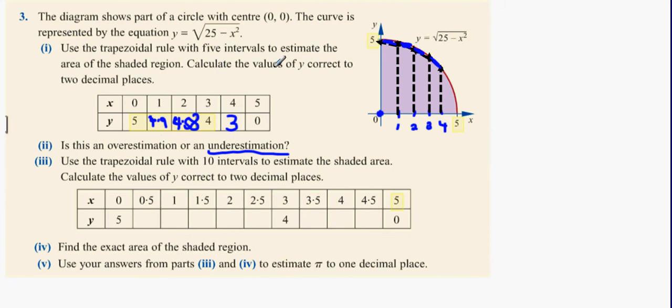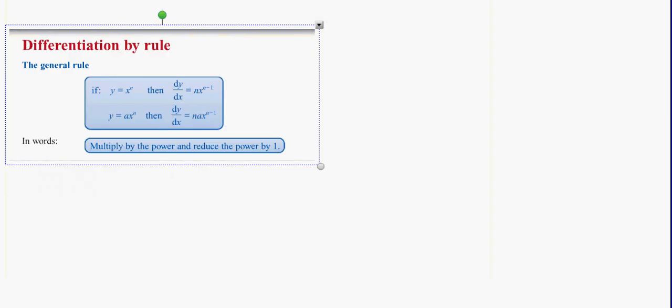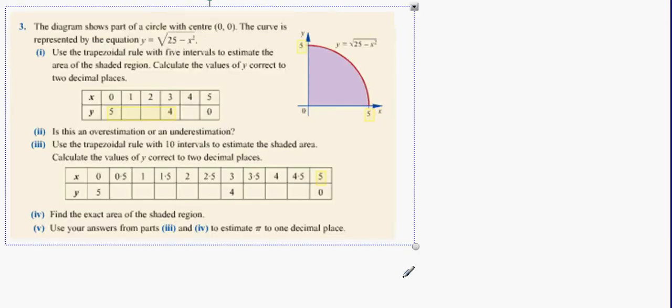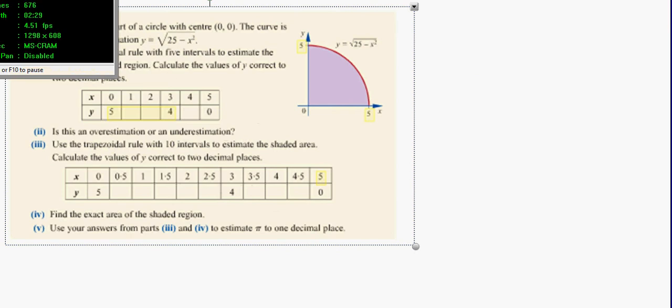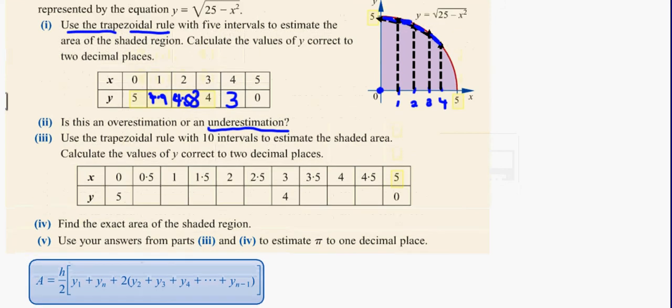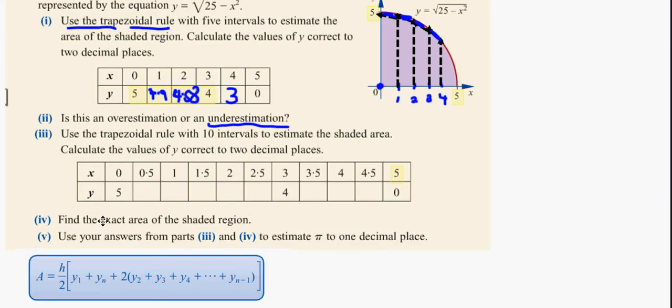So calculate the y values correct to 2 decimal places, and we're going to use the trapezoidal rule as well. Now, what is the trapezoidal rule? The trapezoidal rule is basically h over 2. Area equals h over 2. h stands for the width. So in this question, h equals 1.